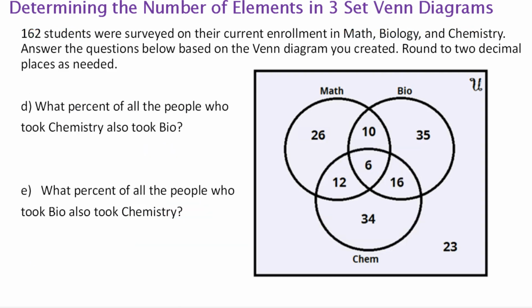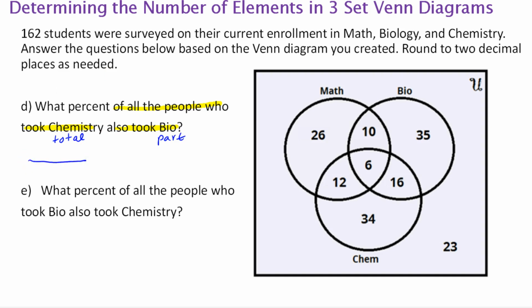Let's look at the next one. Now we're asked, what percent of all the people who took chemistry also took bio? Okay, so notice this isn't all surveyed people. We just are starting with the chemistry people as our total. And then if they're in the chemistry circle and also took bio, that's our part.